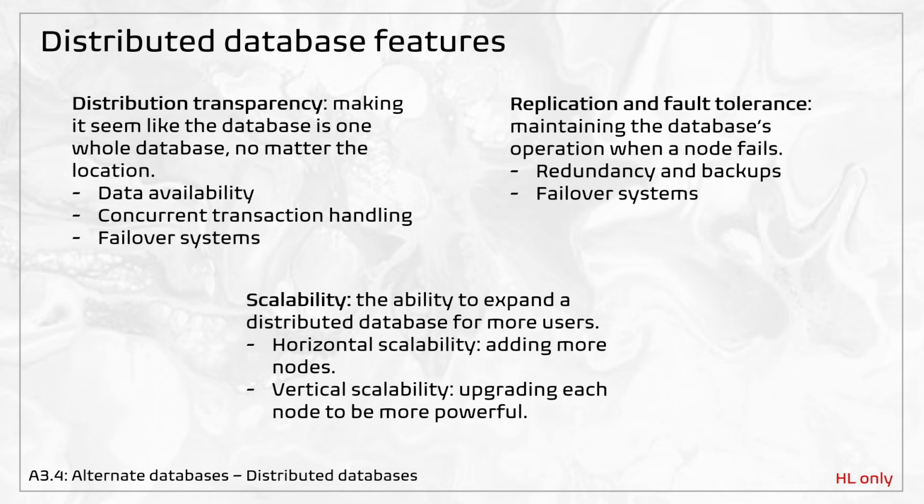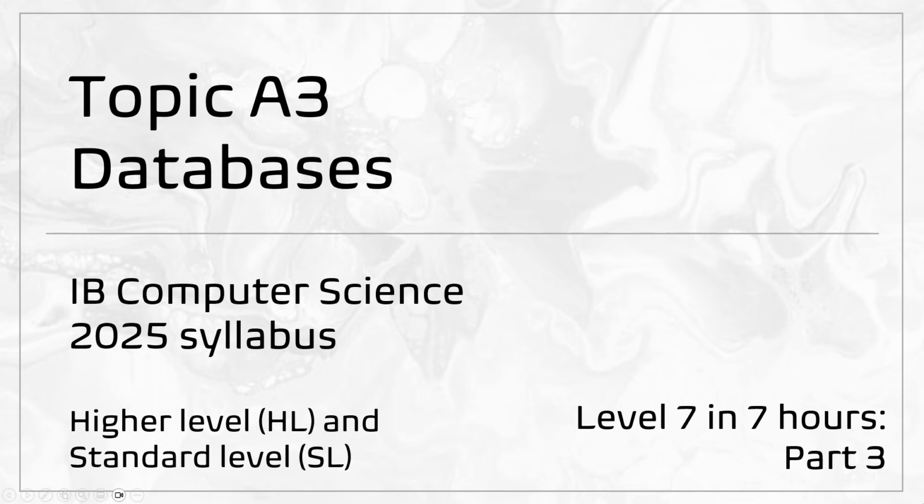And lastly, distributed databases are very scalable. Since adding a node to a distributed database adds storage and reach for the database, it has high horizontal scalability, where you just add more nodes to make it more powerful. Alternatively, the database can be vertically scaled too, making each node more powerful. And that's it for topic A3.